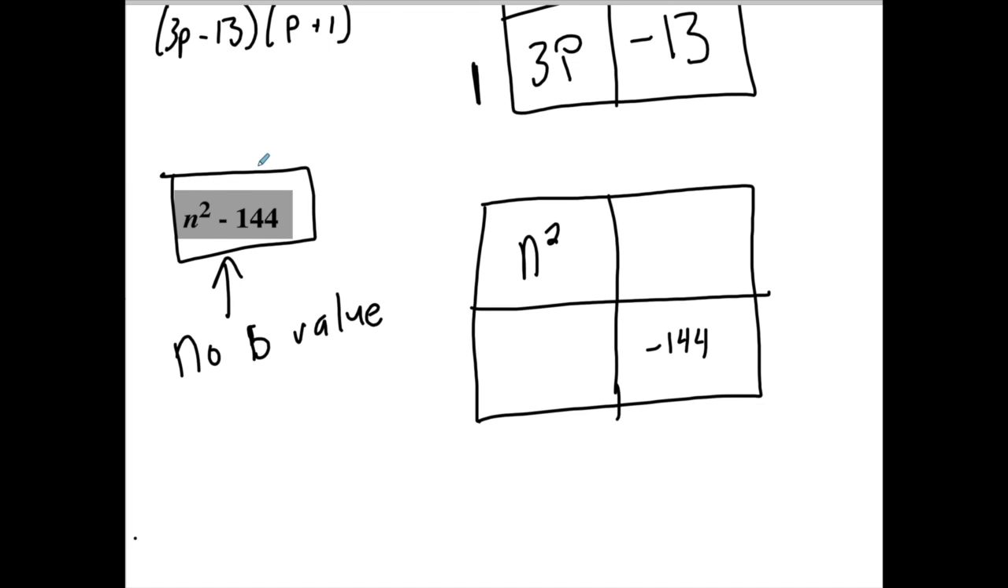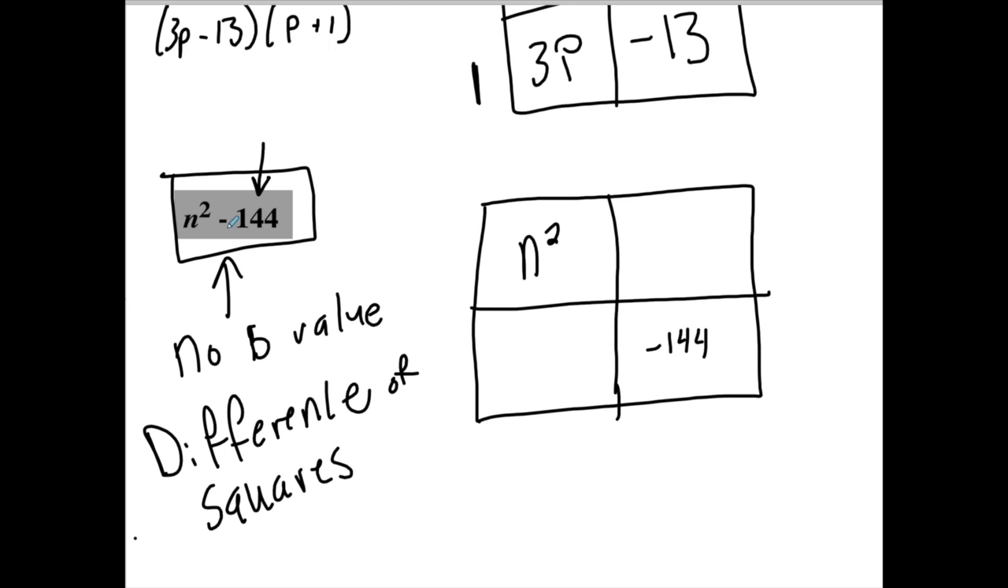What that means is that this has to be a perfect square, because if you think about those numbers again, 5 times 5 is 25, 7 times 7 is 49, 10 times 10 is 100, 25 times 25 is 625. All of those numbers are perfect squares. So if you see a perfect square minus another perfect square with no b value there, this is called a difference of squares, because of the subtraction of squares, because the squares, n squared and 144, are the things that are being subtracted.